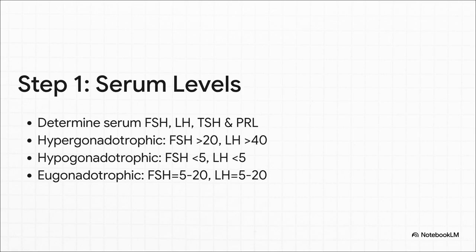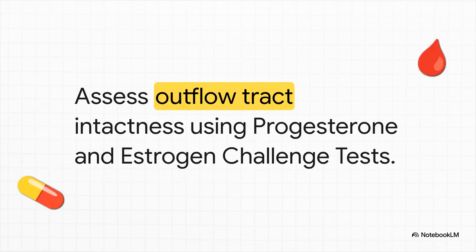Conversely, if we get hypogonadotrophic results, where FSH and LH are both really low, under 5, it tells us the ovaries are fine, but the brain isn't sending the signal. That points our entire investigation up to compartments 3 or 4. Now, if those initial hormones come back completely normal, we move right along to Step 2.